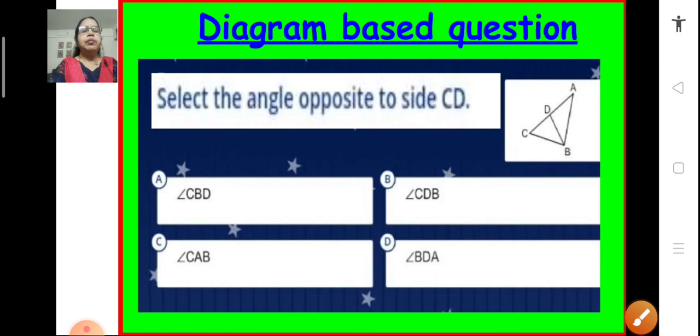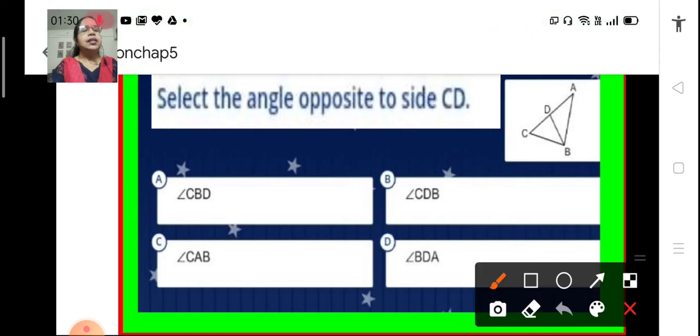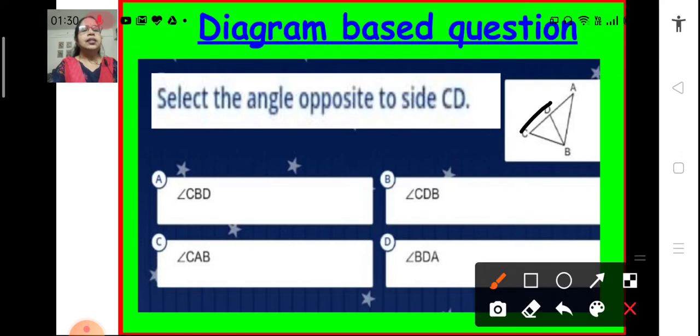Then we have diagram based questions. Select the angle opposite to side CD. So which is the side CD? Here this is side CD. So we have to select the angle. Which is the angle which is opposite to CD? It is CBD, isn't it? This angle is opposite to side CD. So it is angle CBD.